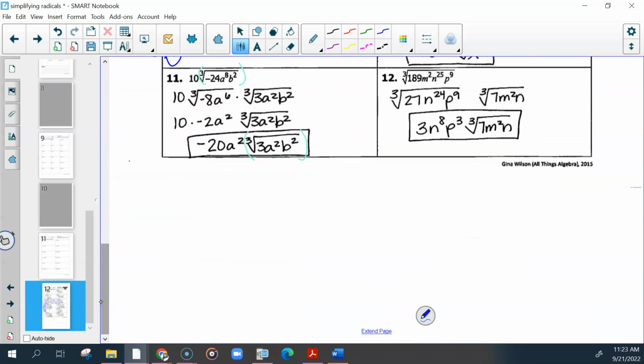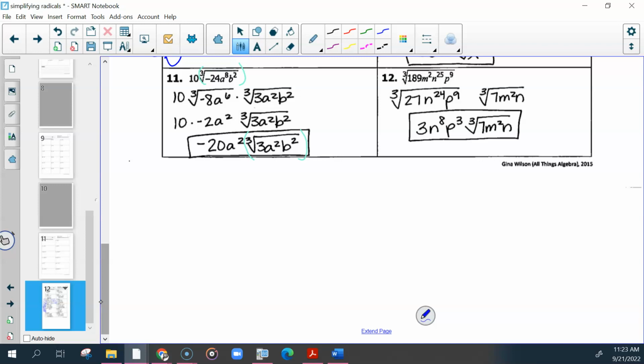11. I didn't really see this in this class, so for you guys, I saw this more in second period where we thought this was 10 to the 3rd and not the cube root of. So make sure you keep that separate. Draw in parentheses if you need to.